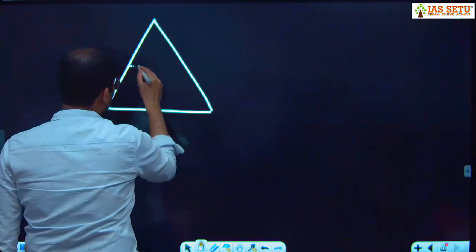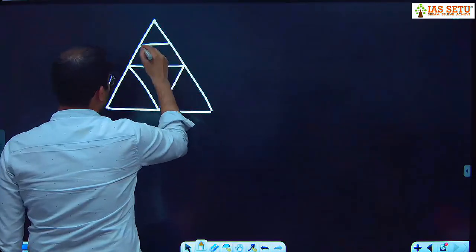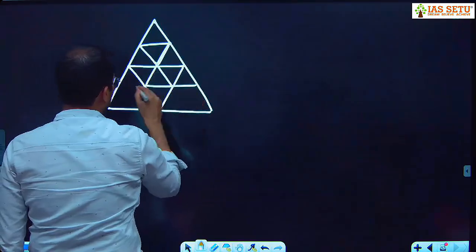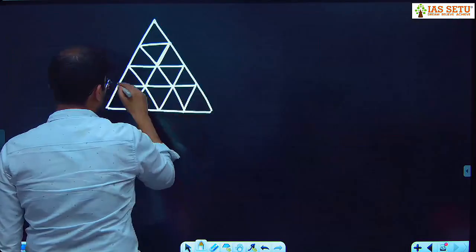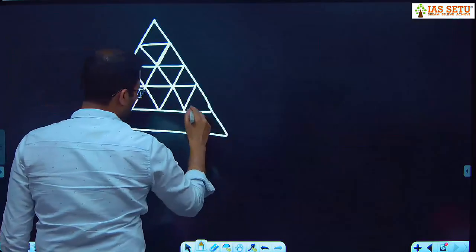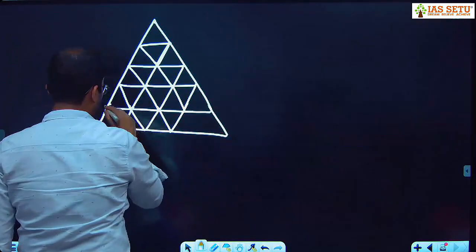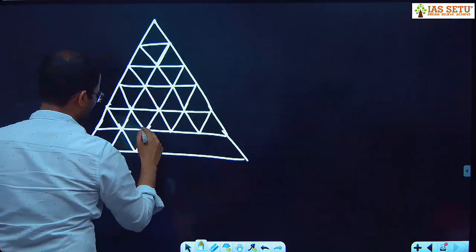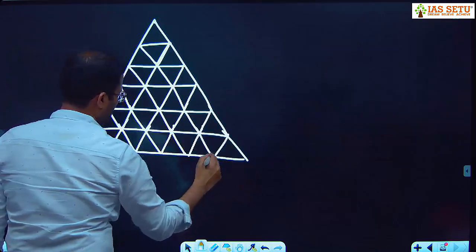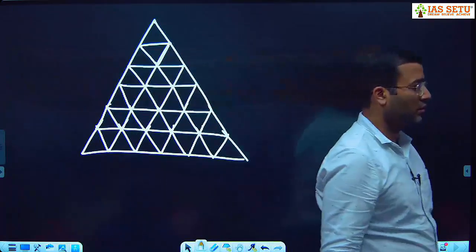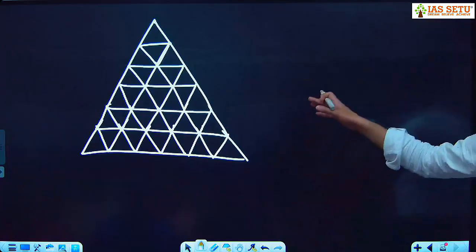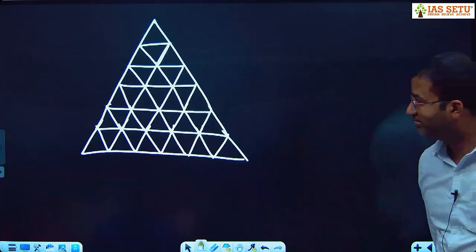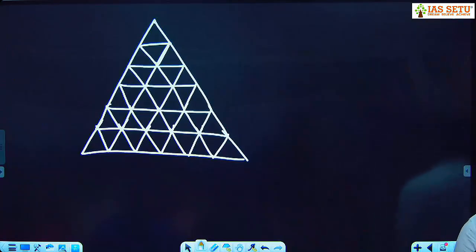First let me draw. See how many triangles are there in this Bharat Mandalam. वो examiner बनाएगा, आपको नहीं बनाने का.